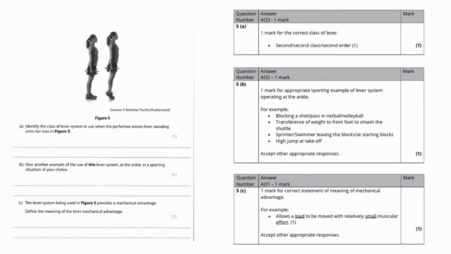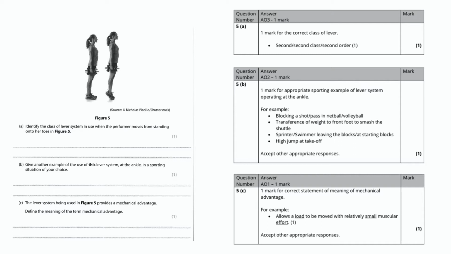Give another example of the use of this lever system at the ankle in a sporting situation of your choice. So the best example you could give here, you could say running in general, but that's probably a bit harder to explain. If you say take off in long jump or take off in high jump, I think that's probably the best example you can give, so that would be 1 mark.